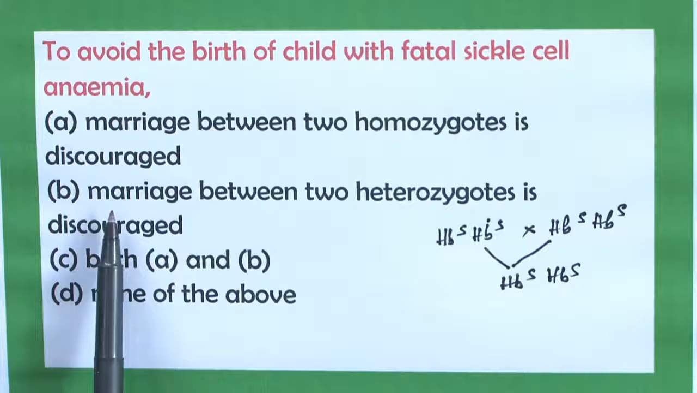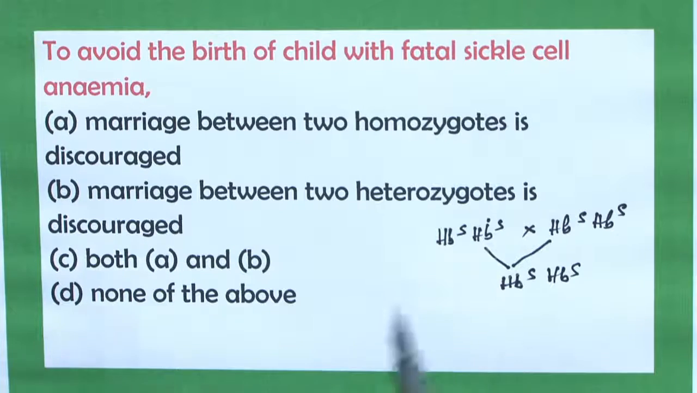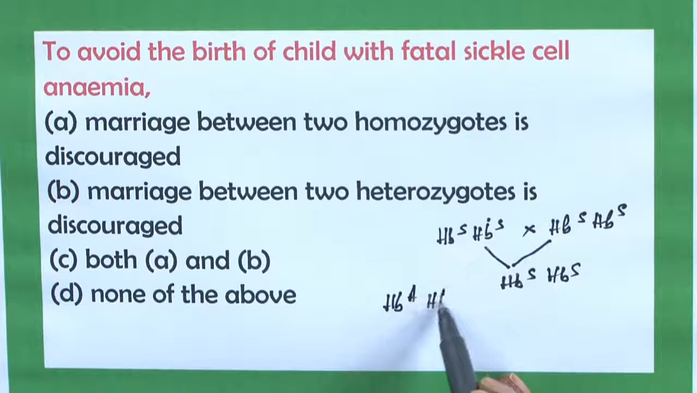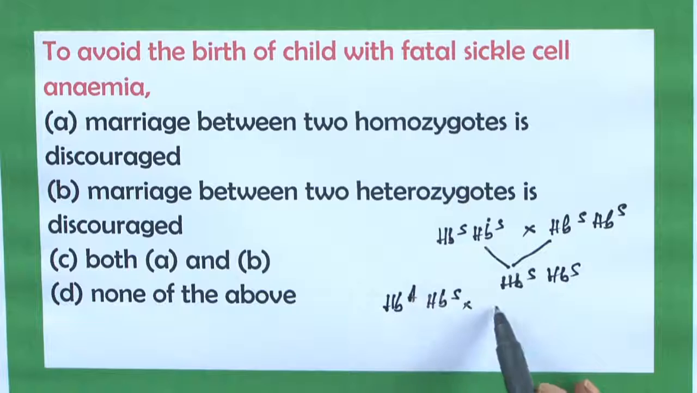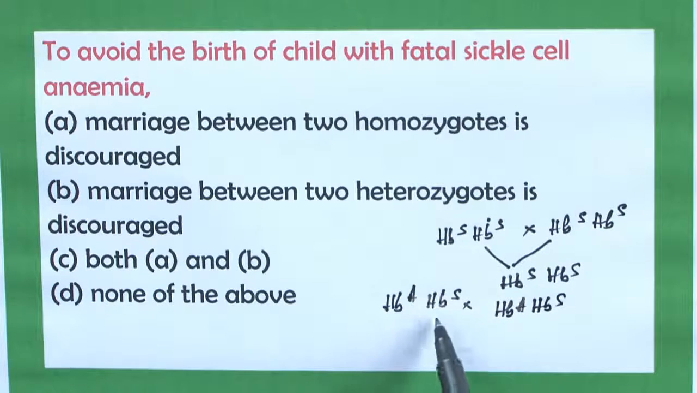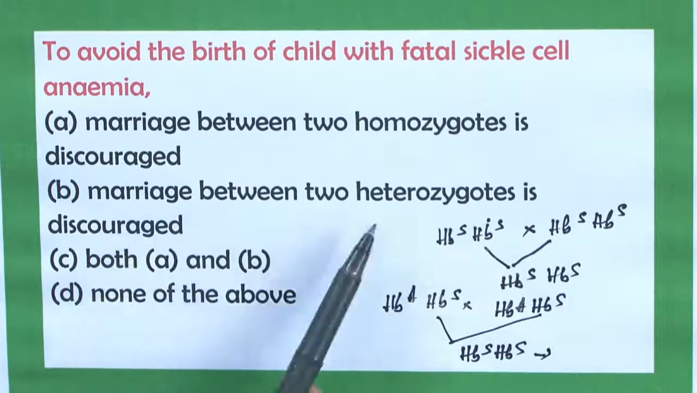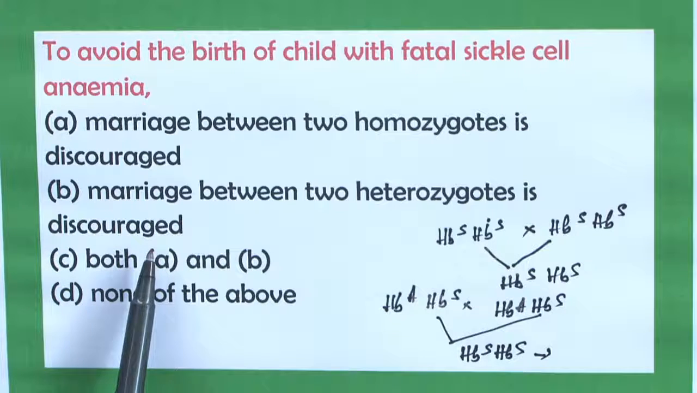Now when you see the second statement, the marriage between two heterozygotes is discouraged. For example, if you consider a heterozygous condition like this, one parent is heterozygous, the other parent is also heterozygous, and the child who is going to be born can have a homozygous condition for sickle cell anemia, and hence the child suffers from sickle cell anemia, and hence statement B is also correct. So the marriage between two heterozygotes is discouraged.